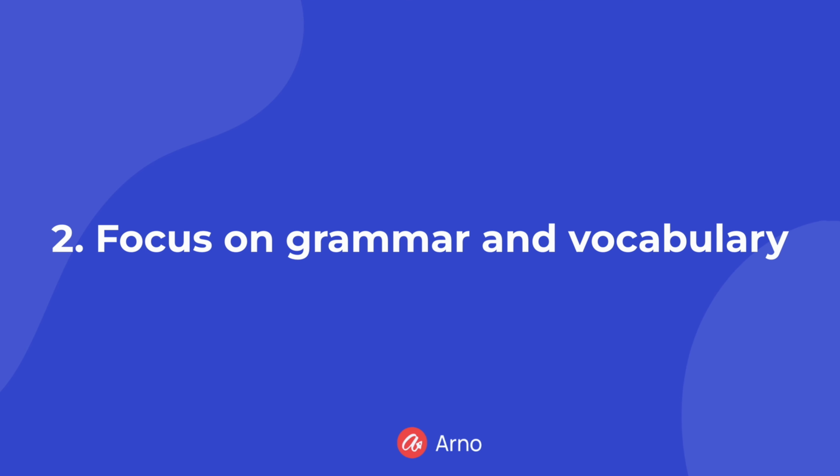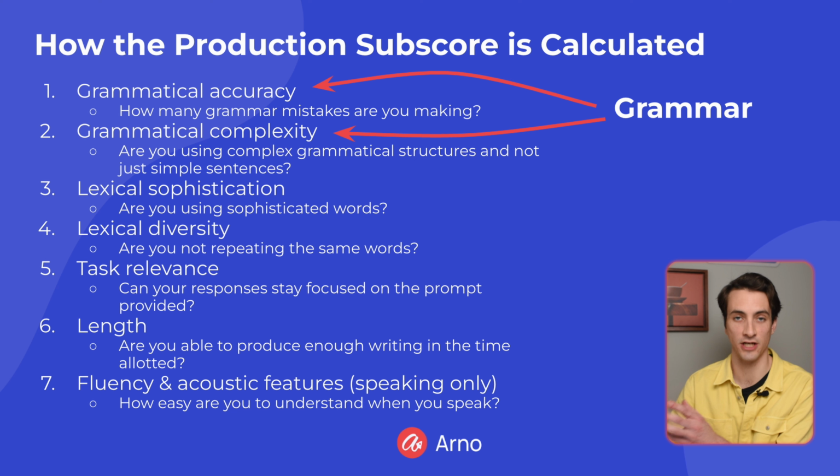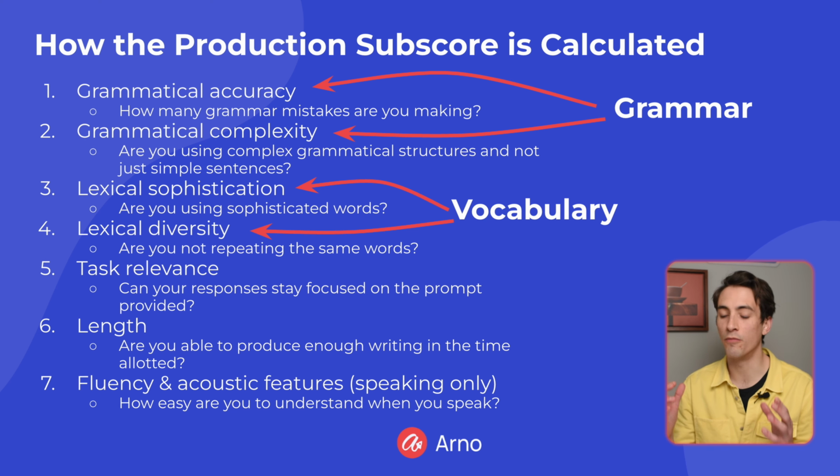Tip number 2, focus on grammar and vocabulary. Duolingo cares about features higher up in the list than features lower down. So at the top of the list, we have grammatical accuracy and grammatical complexity. Both relate to grammar. And then number 3 and 4 are both related to vocabulary. So grammar is most important, followed by word choice, and then the other features are less important.